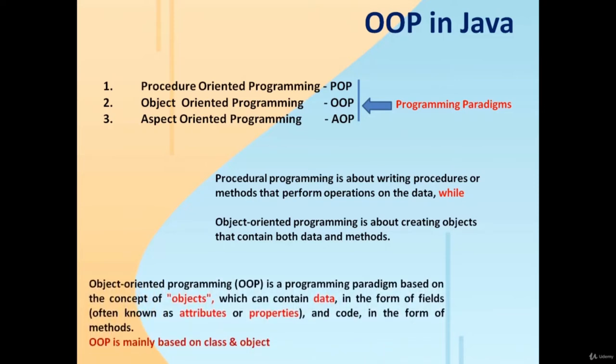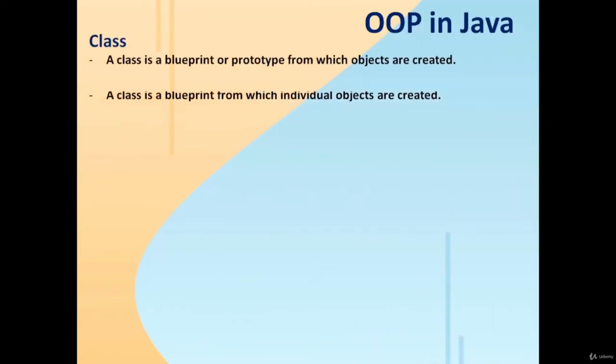Object-oriented programming is a programming paradigm based on the concept of objects, which can contain the data in the form of fields, often called properties or attributes, or member data, and the code in the form of methods. It is purely based on classes and objects. Object-oriented programming has many other features and principles like inheritance, polymorphism, encapsulation, abstraction. But mainly it is based on two things: one is class and another is object.